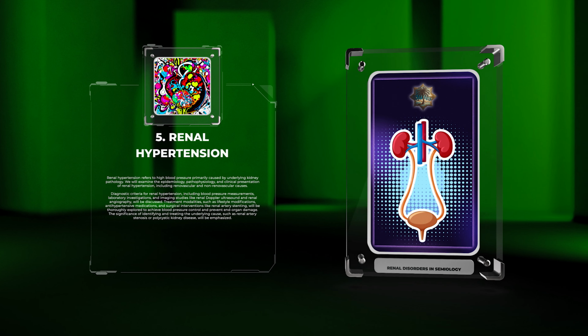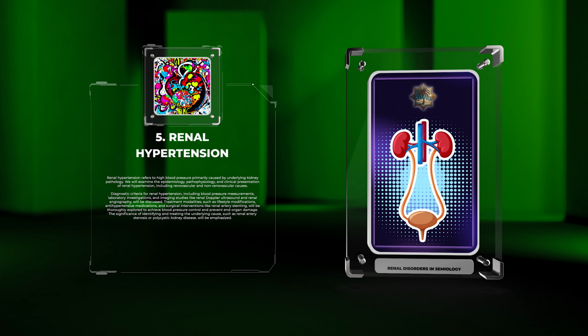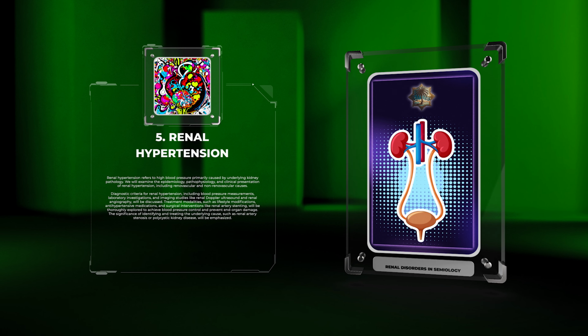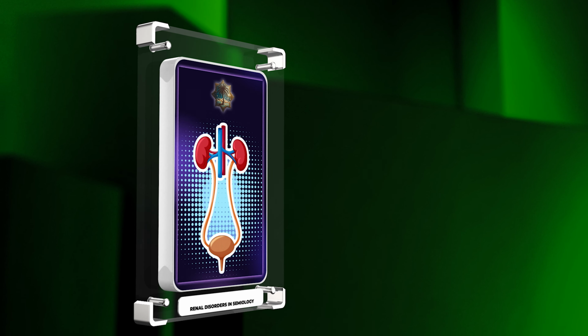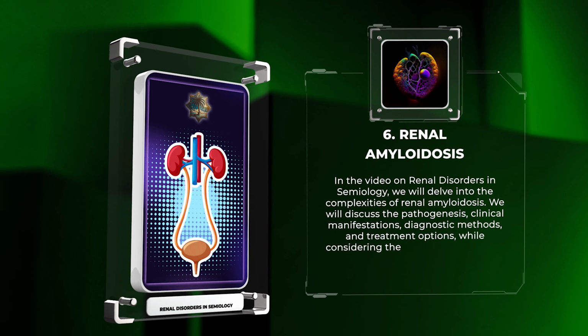angiography, will be discussed. Treatment modalities, such as lifestyle modifications, antihypertensive medications, and surgical interventions like renal artery stenting, will be thoroughly explored to achieve blood pressure control and prevent end organ damage. The significance of identifying and treating the underlying cause, such as renal artery stenosis or polycystic kidney disease, will be emphasized. In the video on renal disorders and semiology, we will delve into the complexities of renal amyloidosis.